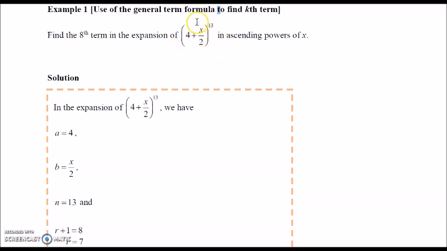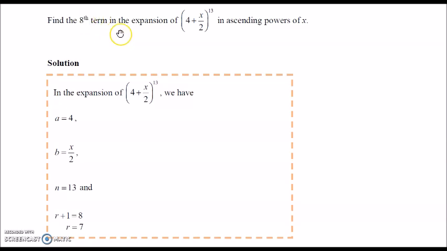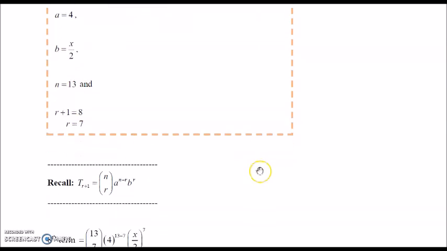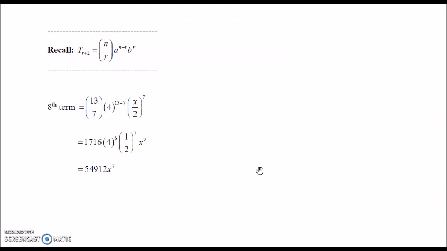So given this expansion, the first thing that we need to do will be to identify what is our A, our B, our N, and our R. So in an expansion like this, this term will be your value of A, your B, your N. Okay, so since the question wants us to find the 8th term, if we recall your general term formula, my r plus 1th term takes this. So if I'm looking for the 8th term, that means my r plus 1 equals to 8, giving me my r to be 7. So once I have identified my a to be 4, my b to be half x, my n to be 13, my r to be 7, we can then now find the 8th term.